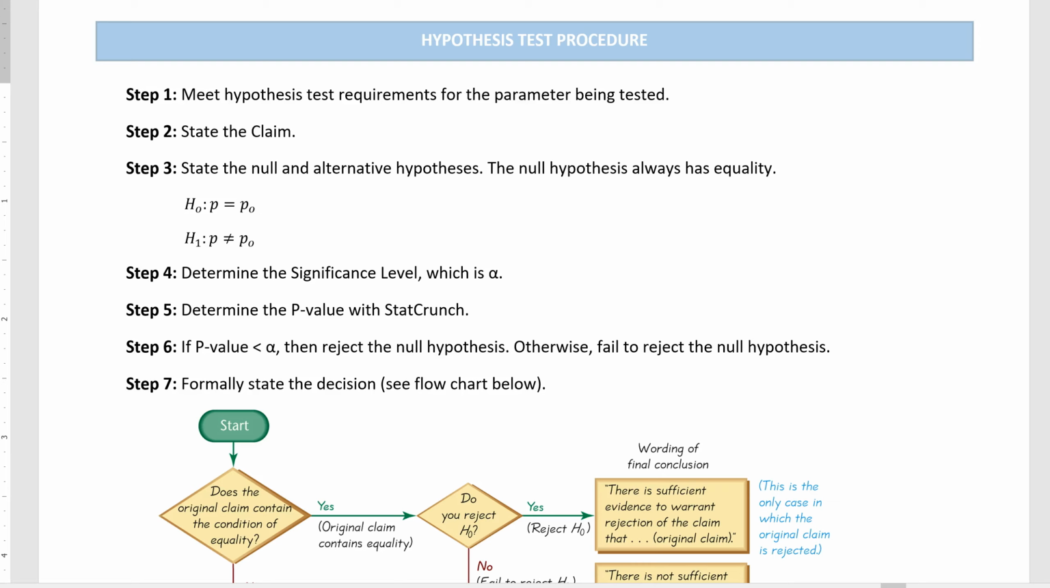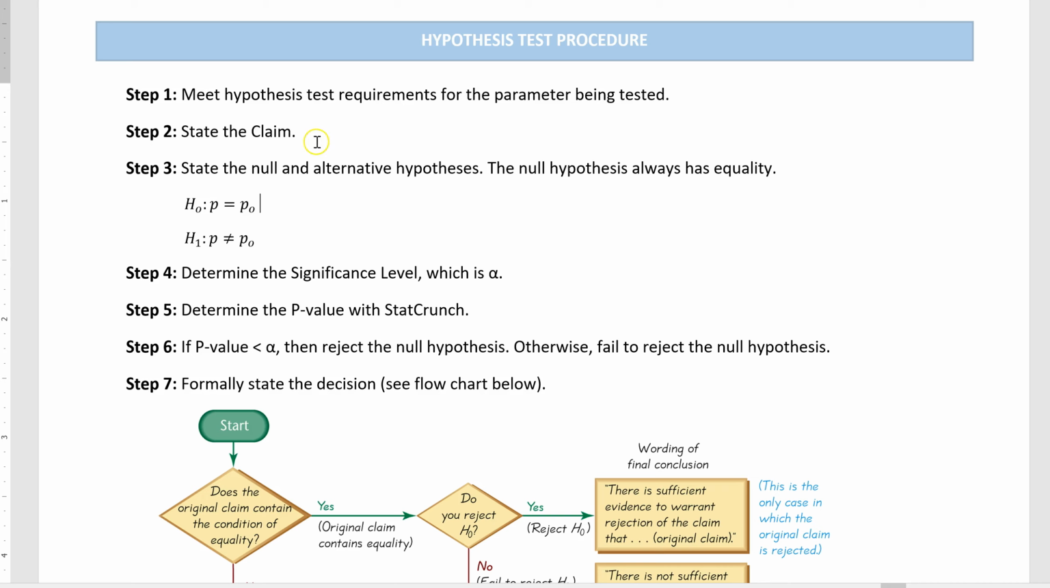Hypothesis test procedure. There are several steps for conducting a hypothesis test. These steps can be broken down in different ways. I have the very first step as meet hypothesis test requirements for the parameter being tested. Every parameter will have a different requirement. The three parameters are proportion, mean, and standard deviation.